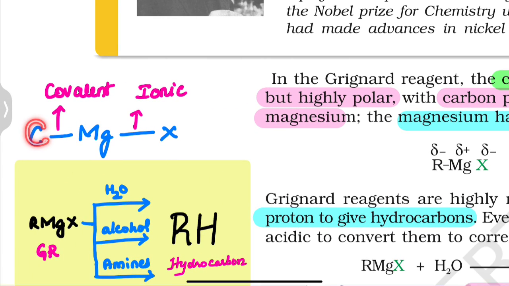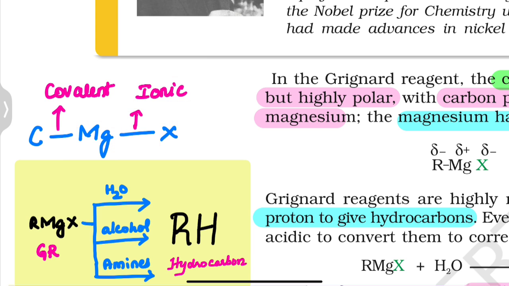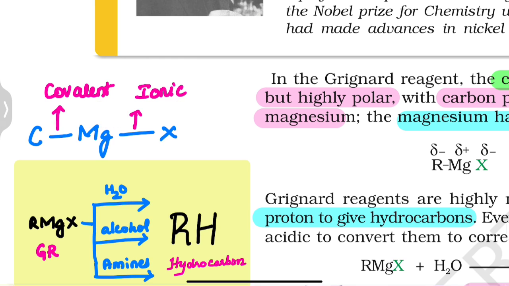So see here, this is carbon and this is magnesium. Between carbon and magnesium, the bond which is present is called as covalent bond. So it is covalent bond, still it is polar in nature. It is highly polar in nature. So carbon will pull this electron towards itself. As a result, it will be getting partial negative sign and magnesium will be getting partial positive sign. And the bond which is present between magnesium and halogen is ionic in nature. So because of which you can see halogen will be having partial negative sign and magnesium will be having partial positive sign.